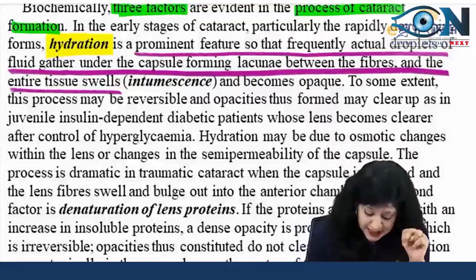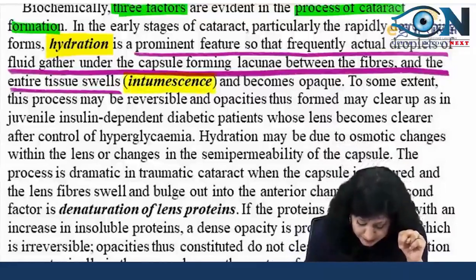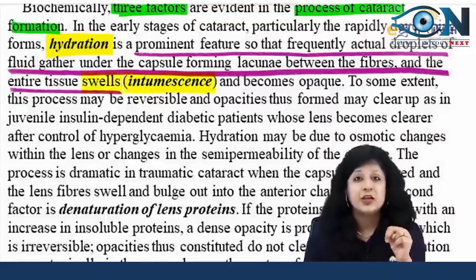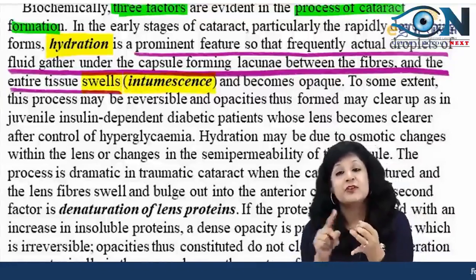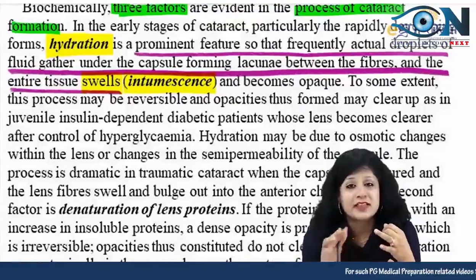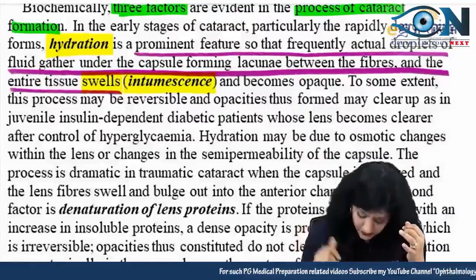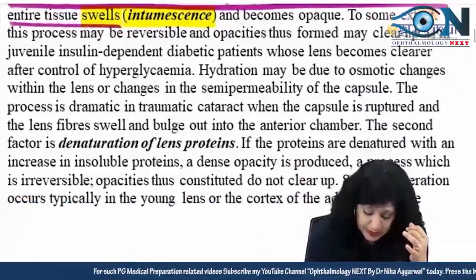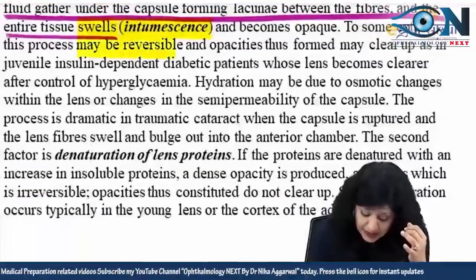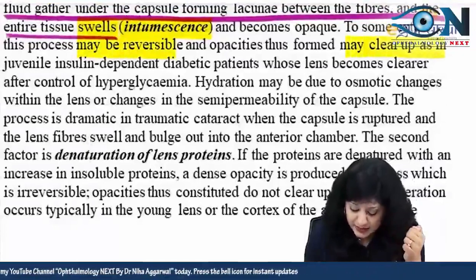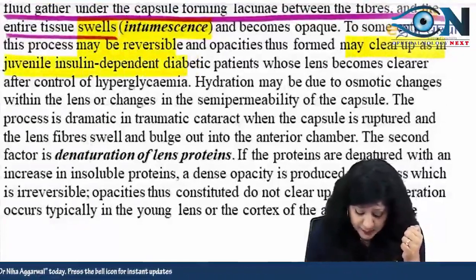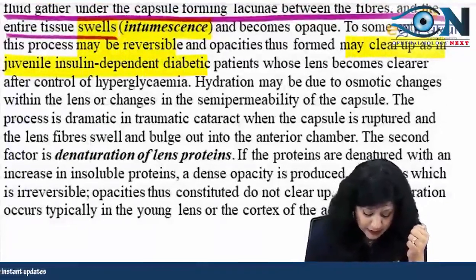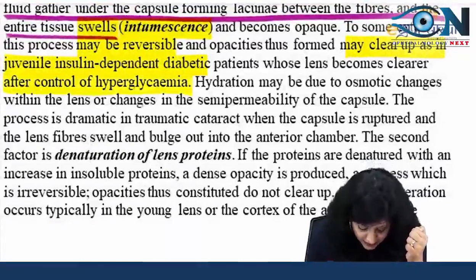Second is your intumescence. Intumescence means swelling. So one is the hydration, due to which we have the swelling of the lens, that is intumescence, and that is why it is becoming opaque. To some extent this process may be reversible and opacities thus may clear up, as in juvenile insulin dependent diabetes, whose lens become clearer after the control of hyperglycemia.